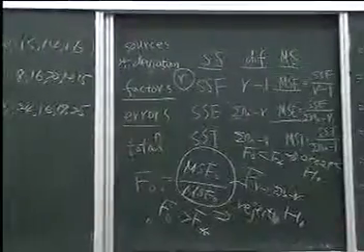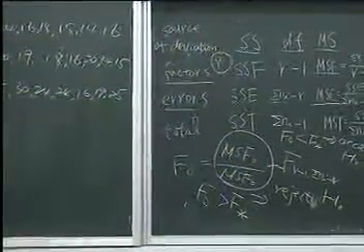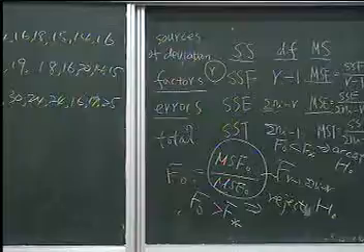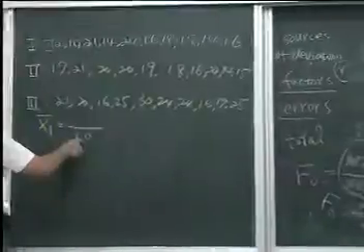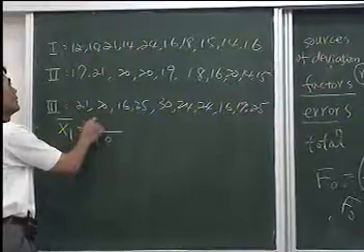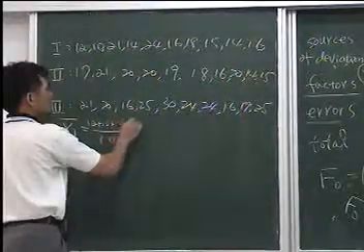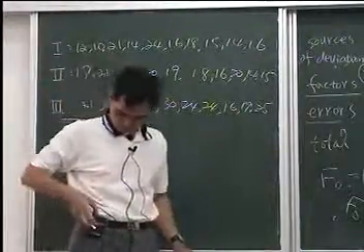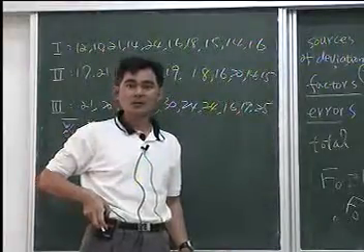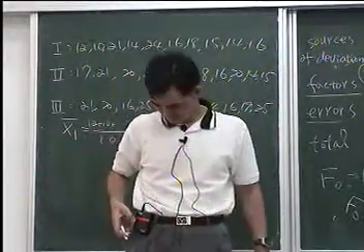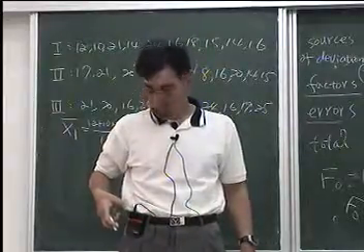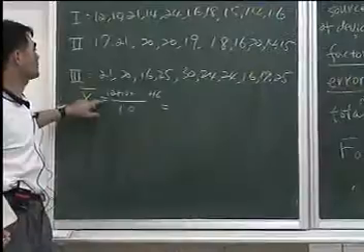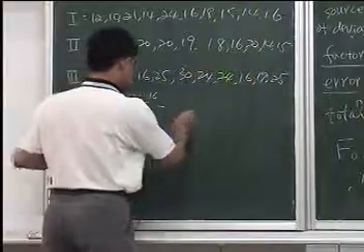Of course you can get x bar 1. In this case, each person got 10 tests. So it's 1 over 10 times 12 plus 10 plus etc. to 16. So how much is this? X bar 1 should be equal to 16.